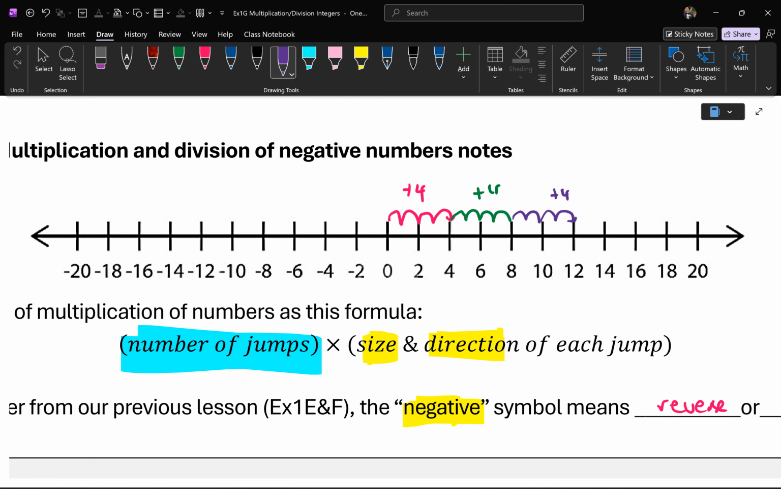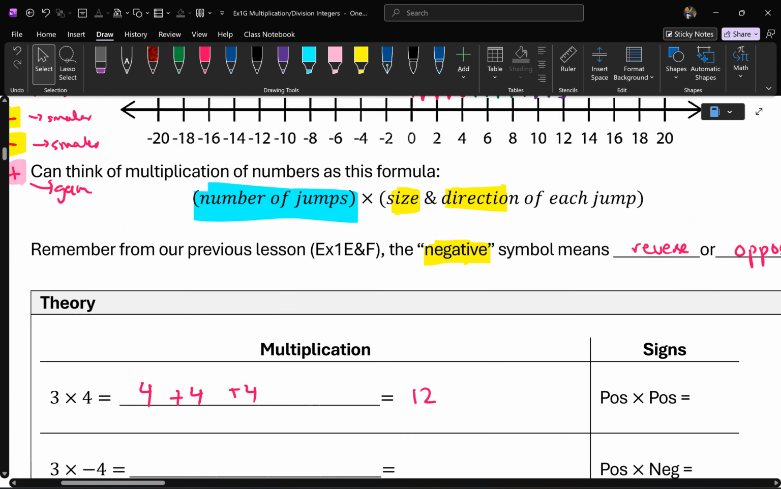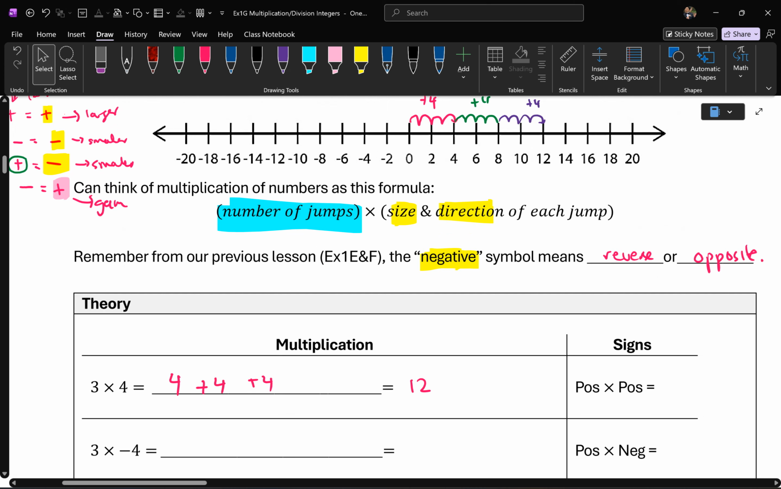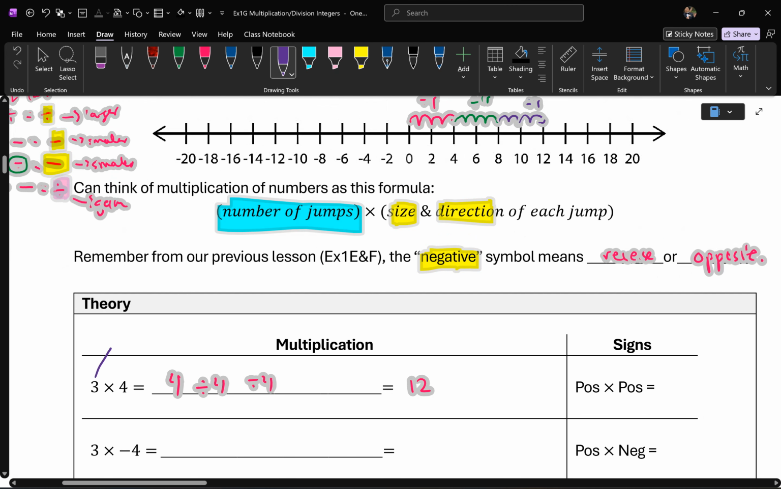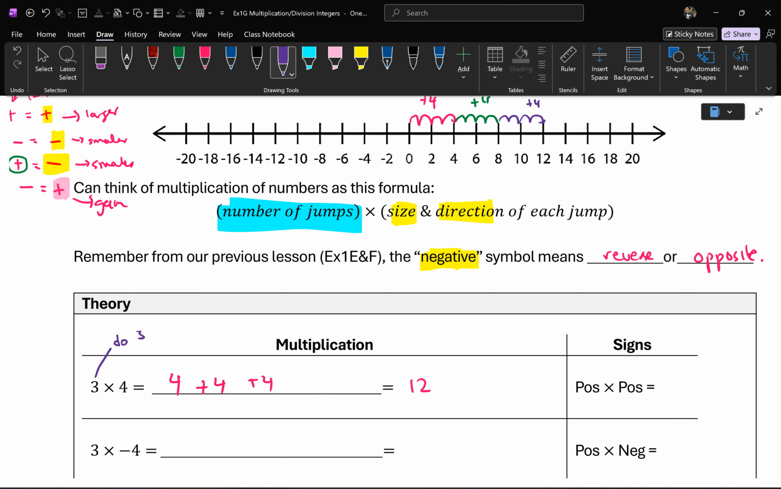You're saying add, so gaining. So remember number of jumps. How many jumps am I doing? This is saying I'm going to do 3 jumps. Okay? Now these 3 jumps I'm going to do, well, how many is each jump? So the size and direction. 4 jumps each time. So every jump you do, you have to do 4 of them. And you're going in the positive direction.